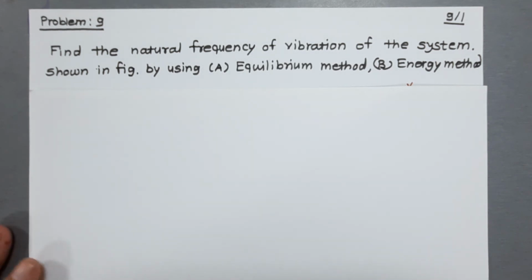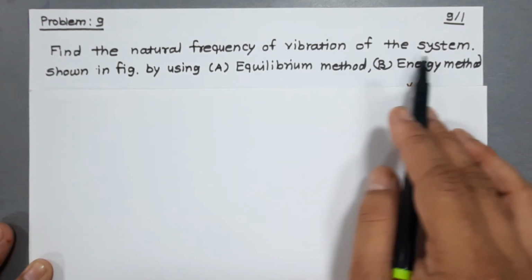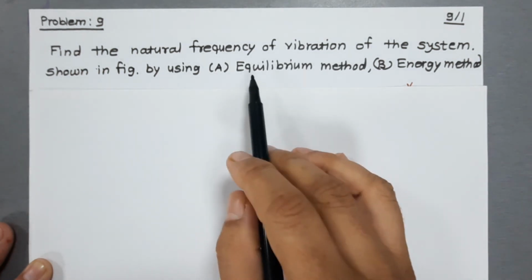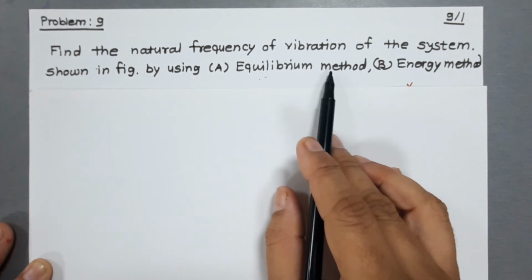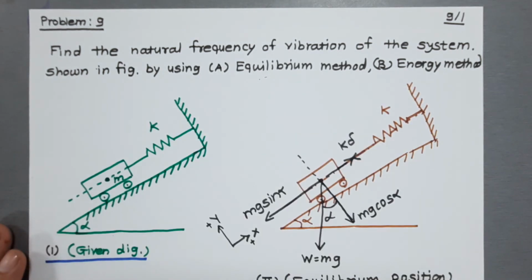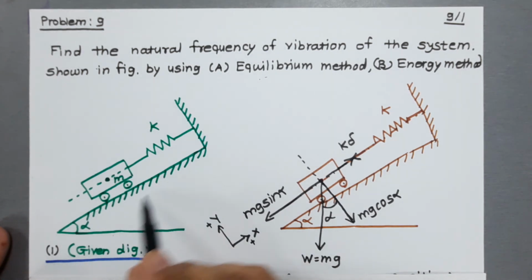Today, we are going to learn the next numerical. Find the natural frequency of vibration of the system as shown in the figure by using the first equilibrium method and second energy method. Dear friends, this is the given diagram for us. Observe, on the left hand side, this one is the given diagram.